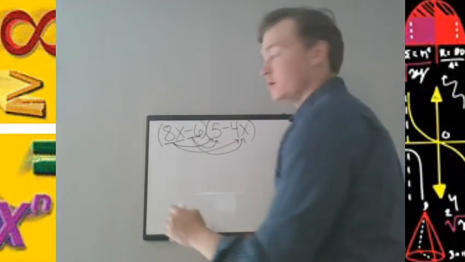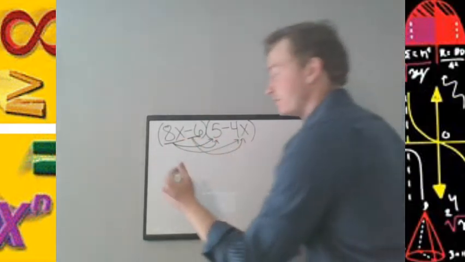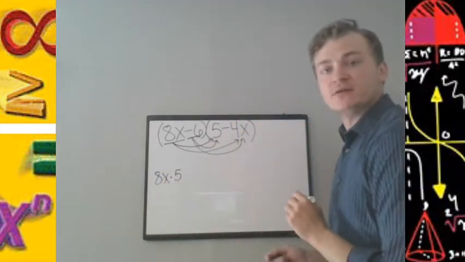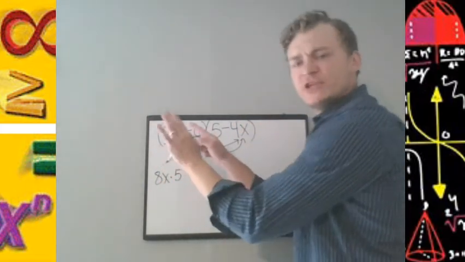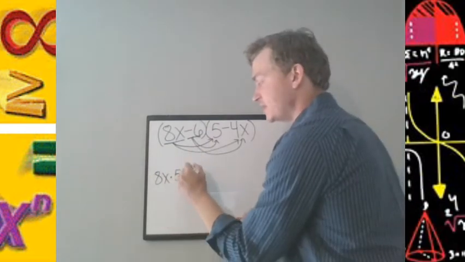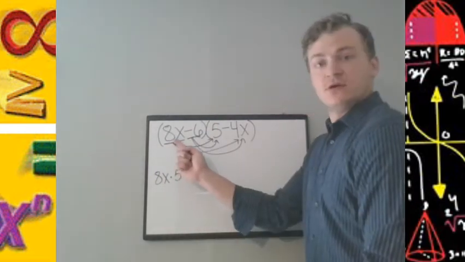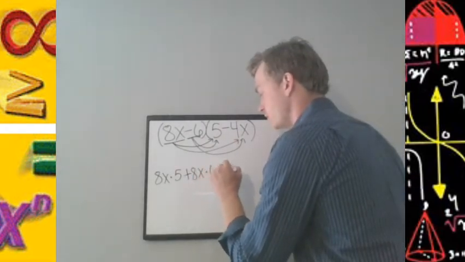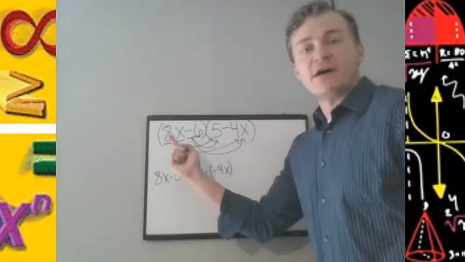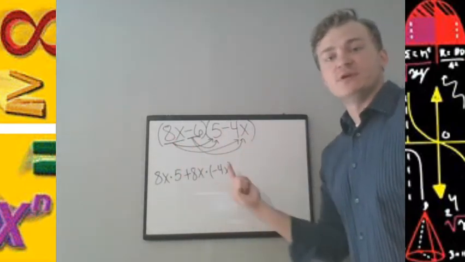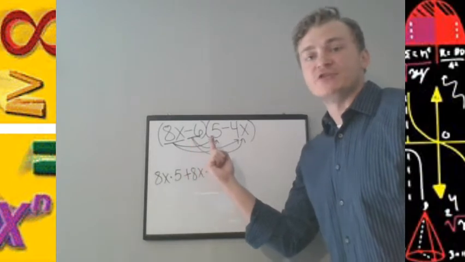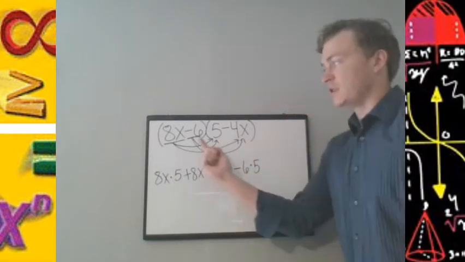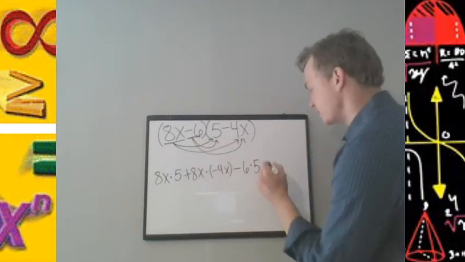So our first product here, 8x distributes to the 5. That's our first product. Our second product is 8x, which again is positive, right? So a positive 8x will multiply negative 4x. We've now distributed this 8x to each of these two terms. So we will move on to the minus 6. The minus 6 distributes to 5. Lastly, the minus 6 distributes to minus 4x.